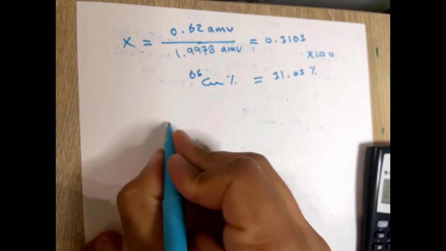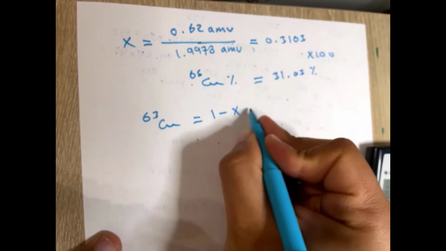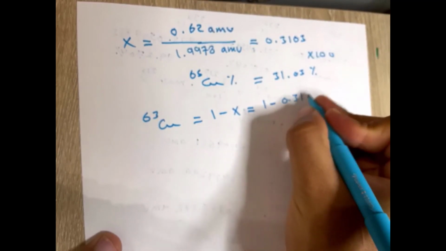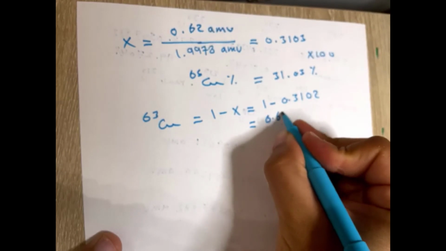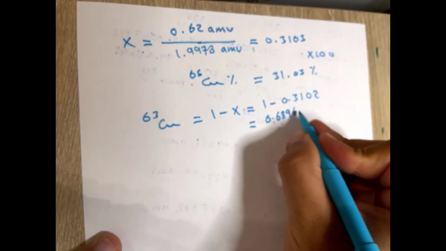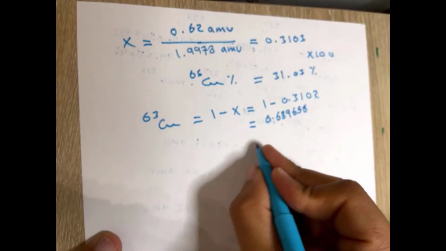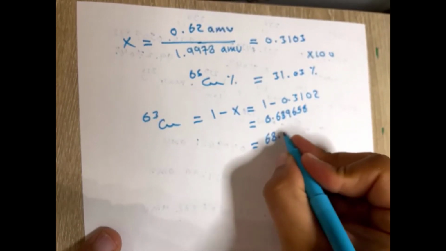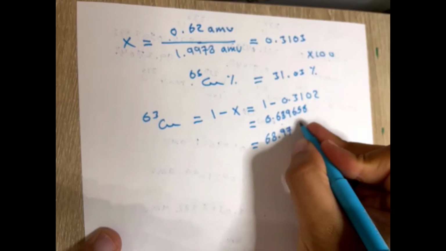We can calculate the abundance of the 63 isotope to equal 1 minus x, or 1 minus 0.310, and it's going to equal 0.689658 as a fraction, or again, if you want to express it in the percent form, it's going to be 68.97%.